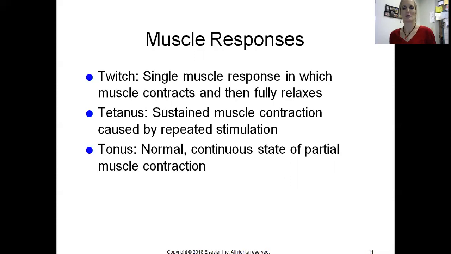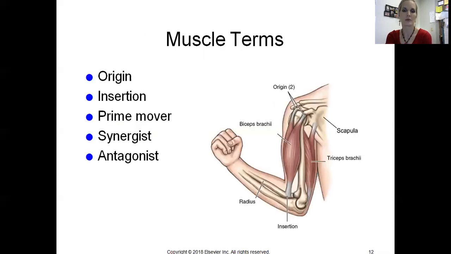Tonus is very, very similar. This is a normal continuous state of partial muscle contraction, and this is what's responsible for our muscle tone. So our tone that we have is, again, as that name implies, tonus is just a continuous muscle contraction. Our muscles are really kind of always contracting, because we're always either sitting up, or even if we're sitting down, we're maintaining that muscle tone, and so there's a partial muscle contraction with that tone. So that's what those terms mean. I would be familiar with those as well.